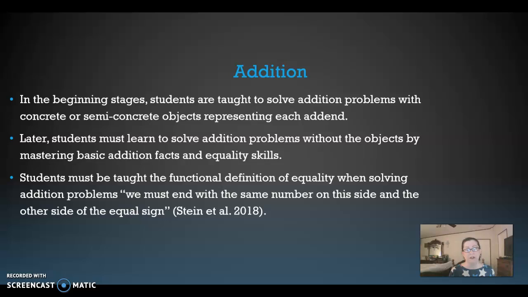And so students must be taught the functional definition of equality when solving addition problems, and this is how we should say it: we must end with the same number on this side, meaning the right-hand side, and the other side of the equal sign, so that both sides must be equal. They must balance in addition. And that's what I got from the addition part.